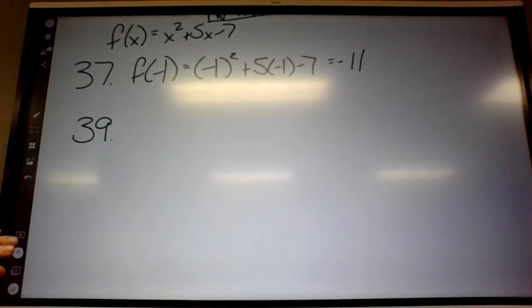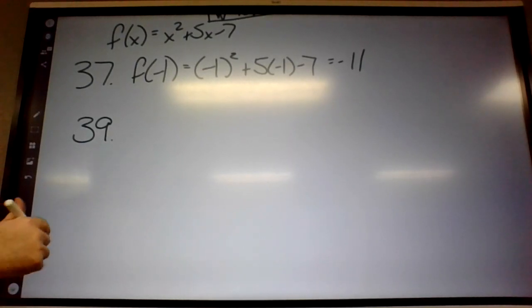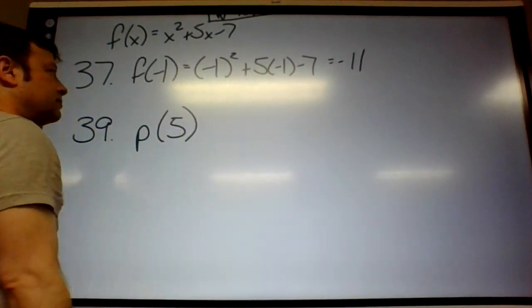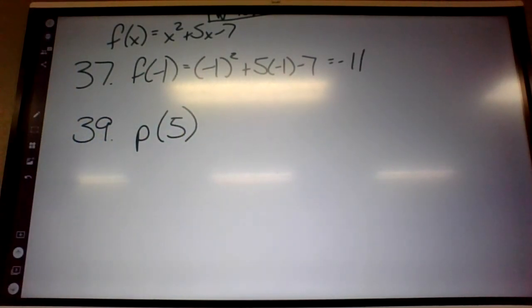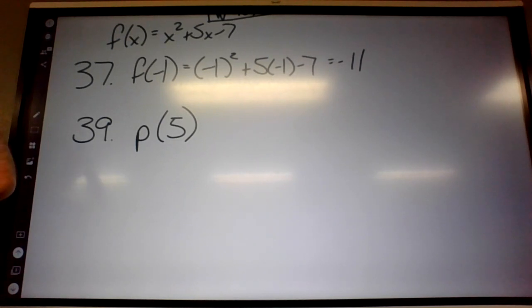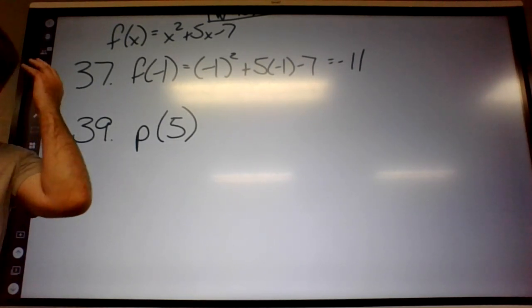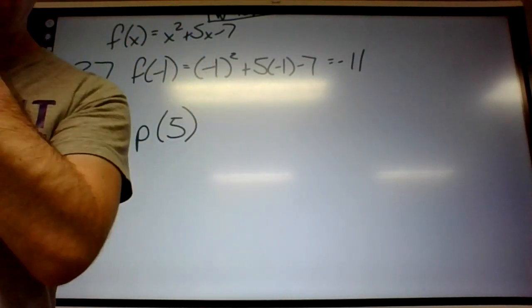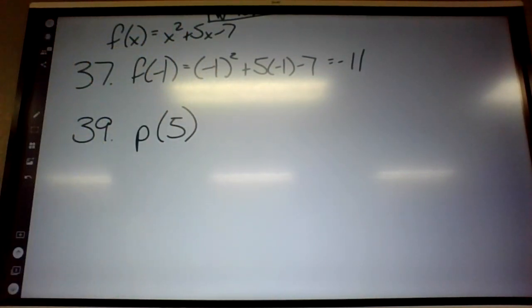Okay, 39, so we're on the next page. Says find p of 5. But they don't give us a function equation, they just give us a picture. Any guesses of what p of 5 will be? I'm guessing not. What would this P stand for? The function that they graphed on the right.